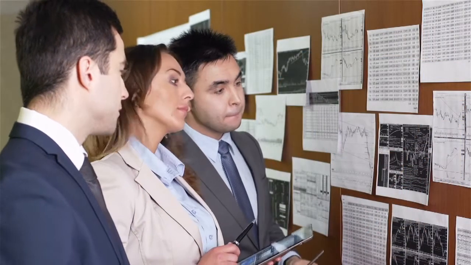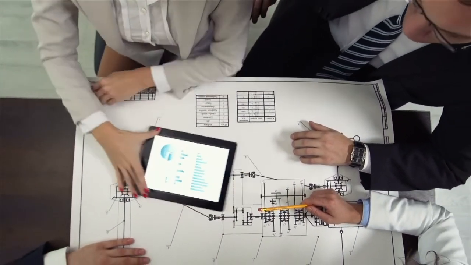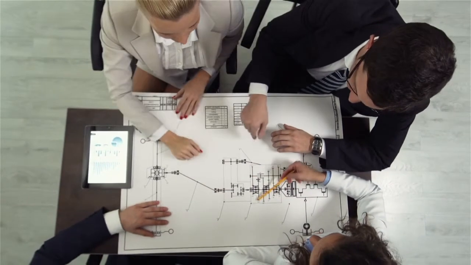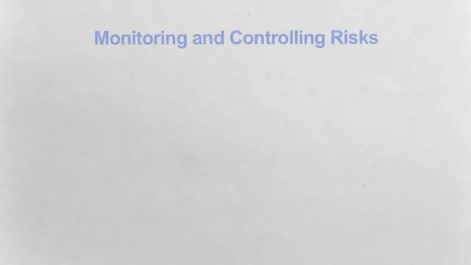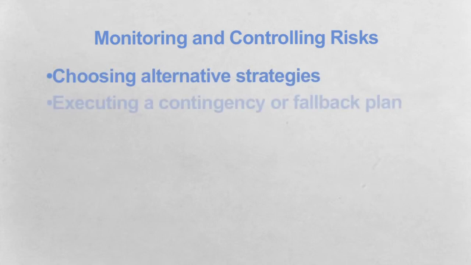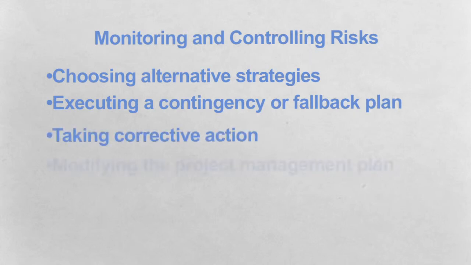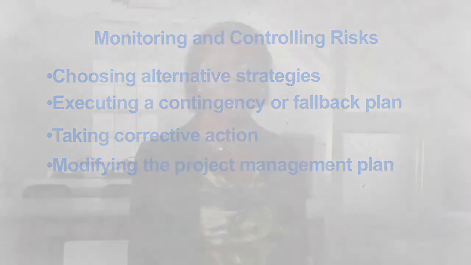You will need to monitor and control risks to determine if the project assumptions that you made earlier in the project are still valid, or if the analysis showing an assessed risk has changed or can be retired. Monitoring and controlling risks may involve choosing alternative strategies, executing a contingency or fallback plan, taking corrective action, and modifying the project management plan. As project manager, it is important that the risk owner reports to you periodically on the effectiveness of the project management plan, updating you on any areas that need to be addressed.